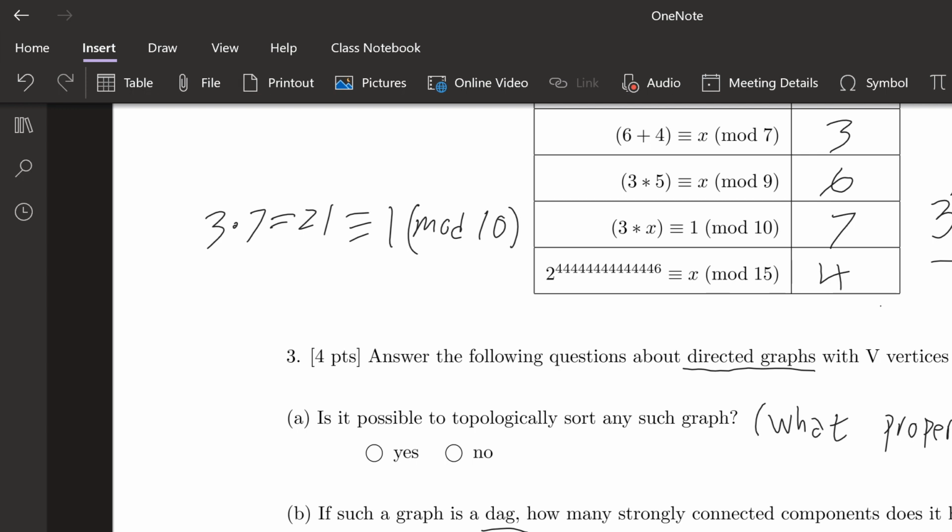And our question B is a little bit related to that. If such a graph is a DAG, how many strongly connected components does it have? 1? Ooh, I heard 0, I heard 1, and I heard the right answer. My answer is obviously dumb. No, it's just wrong.